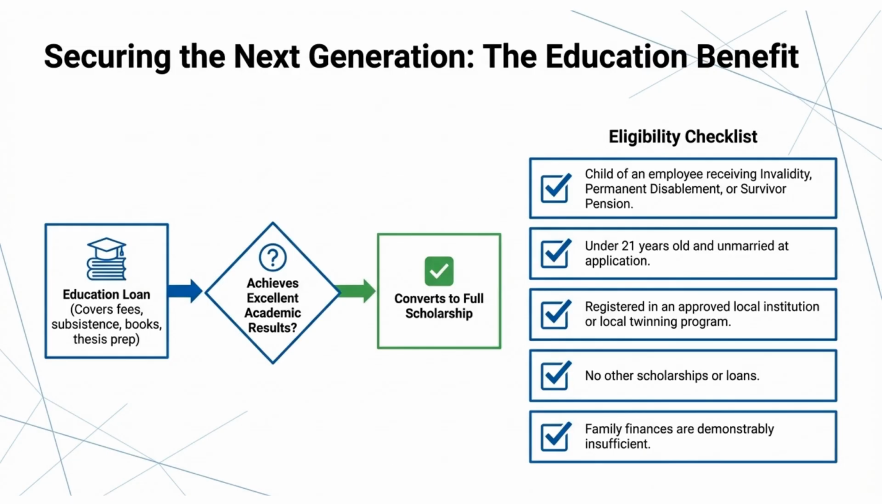Third, the child must be registered in a university, college, or institution of higher learning registered with the Ministry of Education, including institutions with twinning programs, on the condition that the degree is completed locally. Fourth, the child must not have received any other scholarship or loan from any other authority. Fifth, the family's finances must be demonstrably insufficient to support the cost of education.